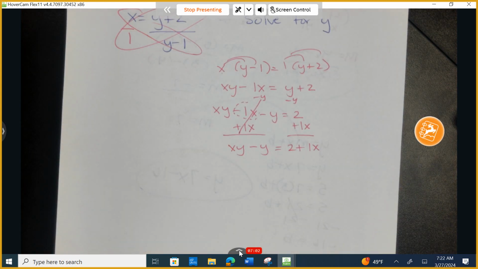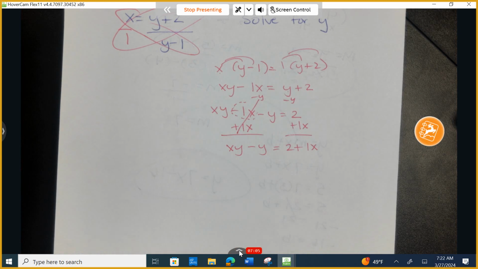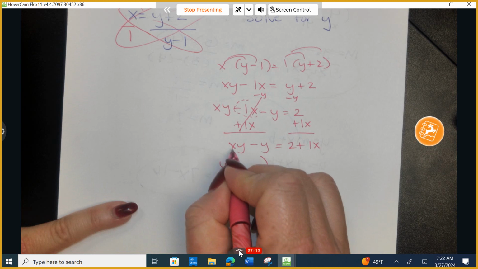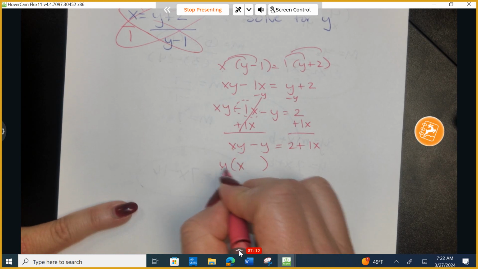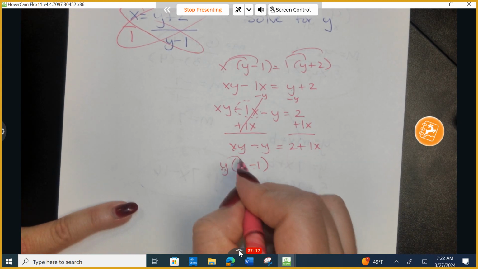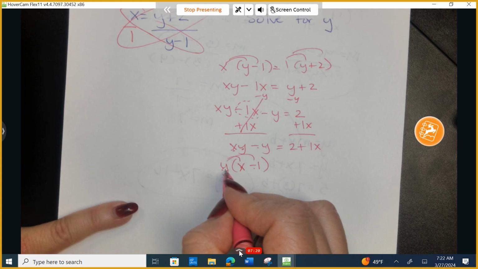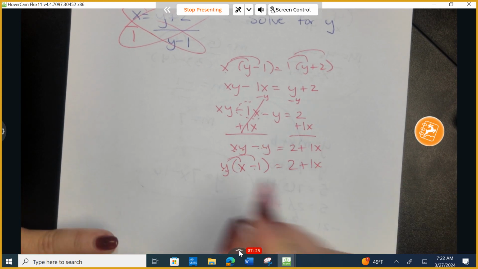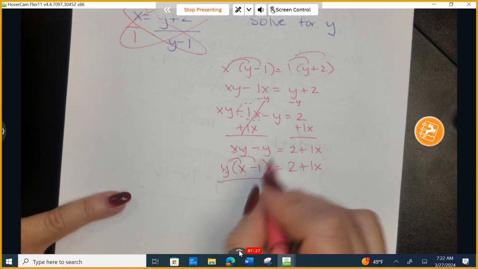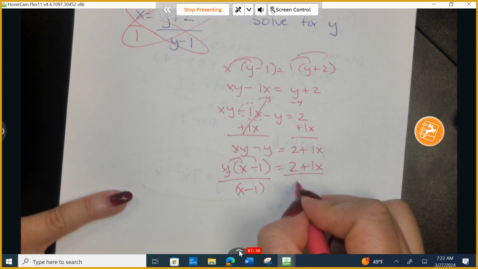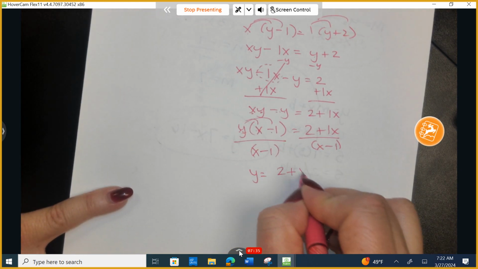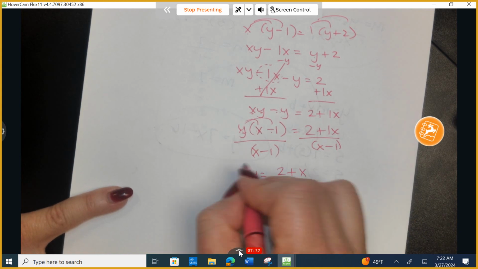On the left-hand side, I see two terms and they both have a y. So let's factor out a y. y times what quantity is xy? y times x. And y times -1 is -y. We can make sure by distributing that I do end up with xy or yx. They're the same thing. And y times -1. Now to isolate the y, it is being multiplied by this quantity. So I'm going to divide by the quantity x minus 1, and now y is isolated. I have 2 plus 1x over x minus 1.